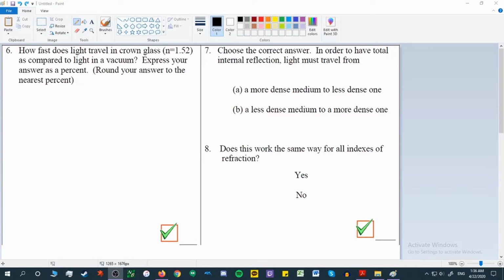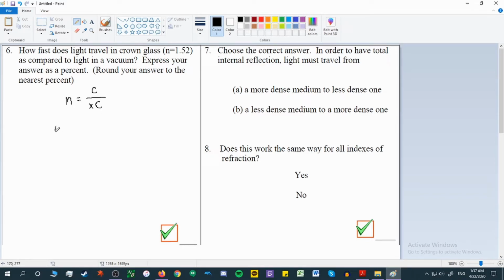Okay, so for number 6, they're asking how fast light travels in crown glass compared to light in a vacuum. Now to do this, we're going to need conceptually the definition of index of refraction n, which is the ratio of the speed of light in a vacuum, which in science we like to call c, to the speed of light in that medium. In this case, we're going to denote it as x times c because we want to know how fast it is compared to the light in a vacuum.